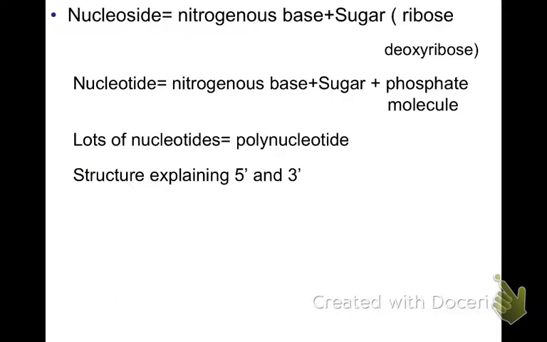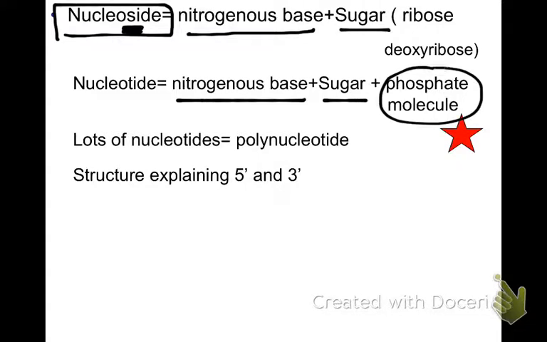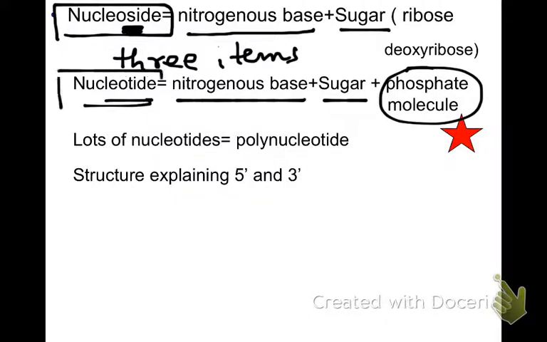So just the base and the sugar can be called a nucleoside. Remember the S. For a nucleotide, you have the base, the sugar and the phosphate molecule tied, so 3 items together.